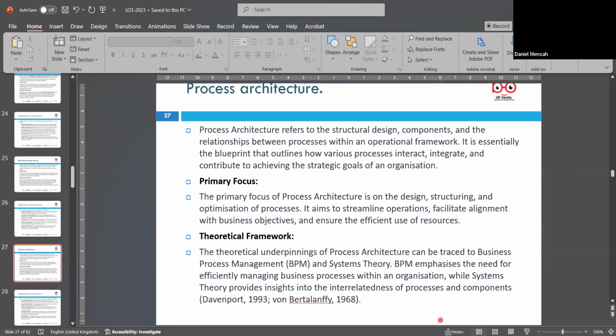Business process management is about how to manage and improve processes. And system theory, which we already worked on yesterday, is about how the different parts or components of the process are connected or interrelated and how they work together to achieve the desired goal. So you connect the different components into one system. Process architecture is inspired by that principle.